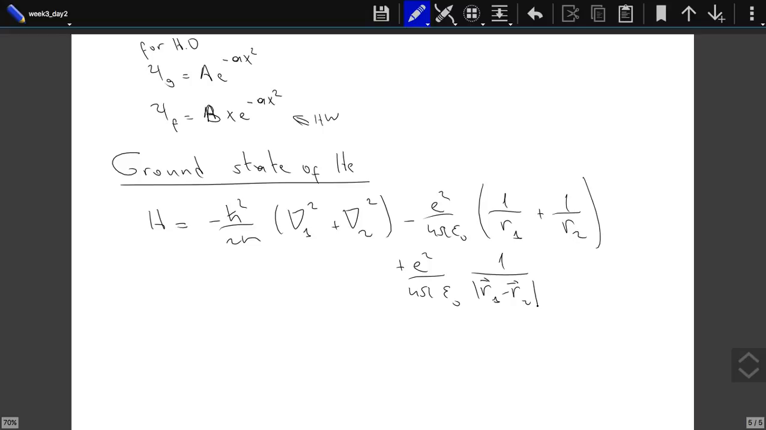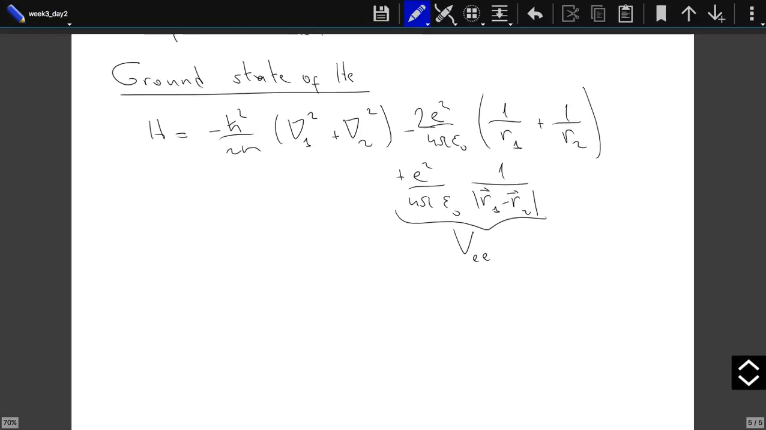So this is our system. There is a factor of 2 over here, because the helium nucleus has 2 protons, a charge plus 2e. So that's why we have that too. Now let's call this our H prime or VEE, the electron-electron potential. And let's call the first line our H0. So H is equal to H0 plus VEE.